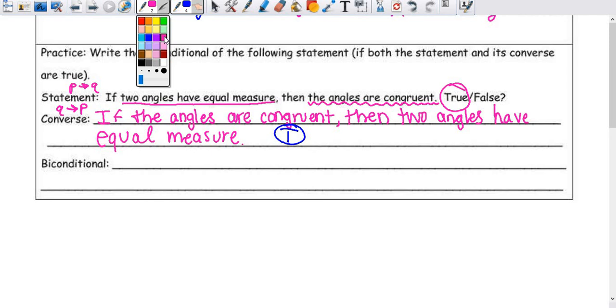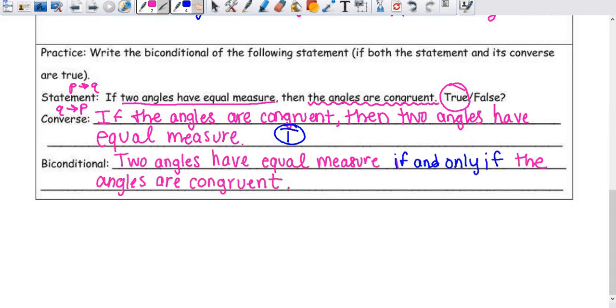So go ahead and pause the video and write a biconditional joining that hypothesis and conclusion using the words if and only if. All right, go ahead and check your answer. I wrote two angles have equal measure if and only if the angles are congruent. Make sure that you have that corrected if you need to. Bring in these notes filled in to class. That's all there is for biconditionals.